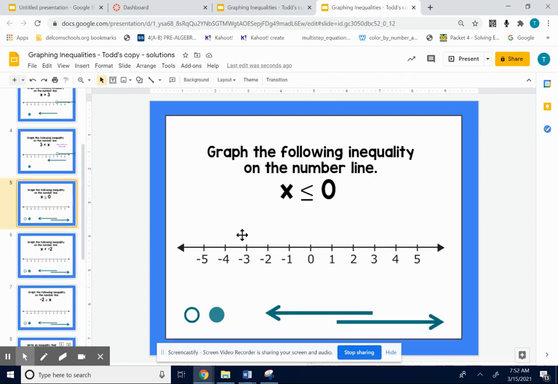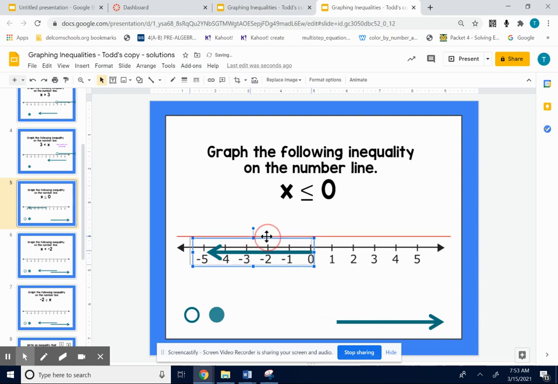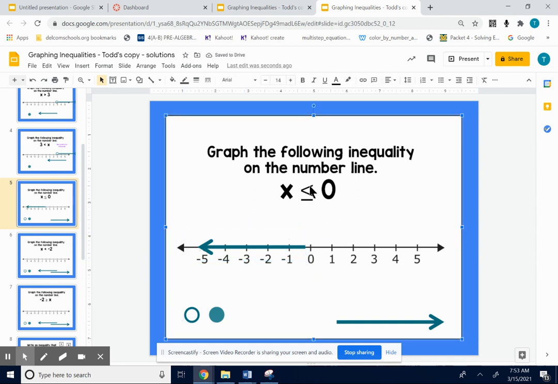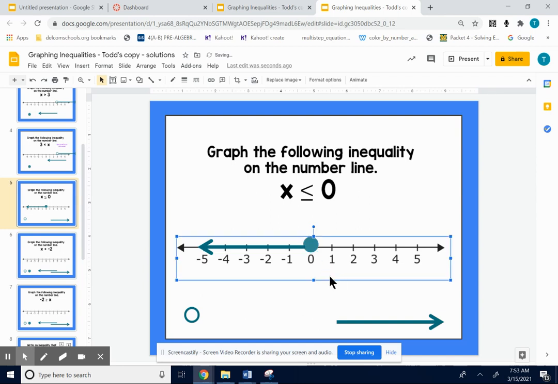Okay, x is less than or equal to 0. First of all, it's got to be less than 0, so it's got to be to the left of 0. Less is left. That's one thing I like to think of. Left means less. Now it says less than or equal to 0, that means 0 is included. So that's when you use the shaded circle. And you can go back to the chart on the second slide and read a summary of that.